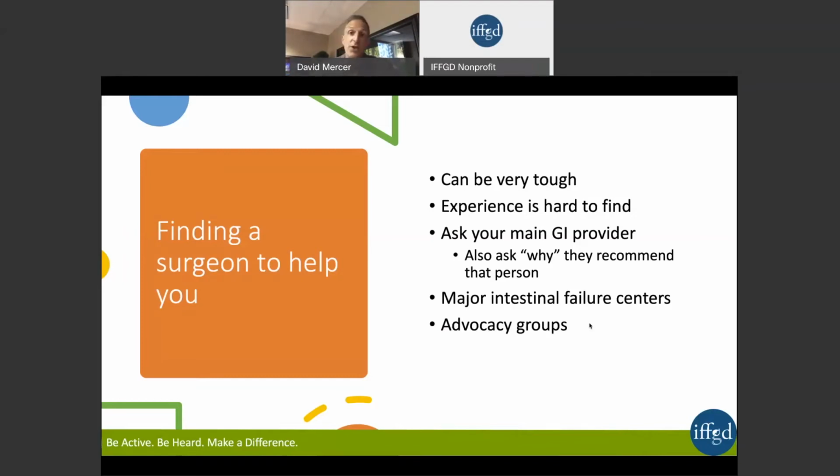They may very well steer you to an intestinal failure center, but they may also have contacts in different non-traditional realms that could help. Social media is a big one, but it's a challenging world. It can be extremely useful and extremely powerful, but it can also be a challenging place and it can be a source of misinformation. So it's very much a buyer beware environment.